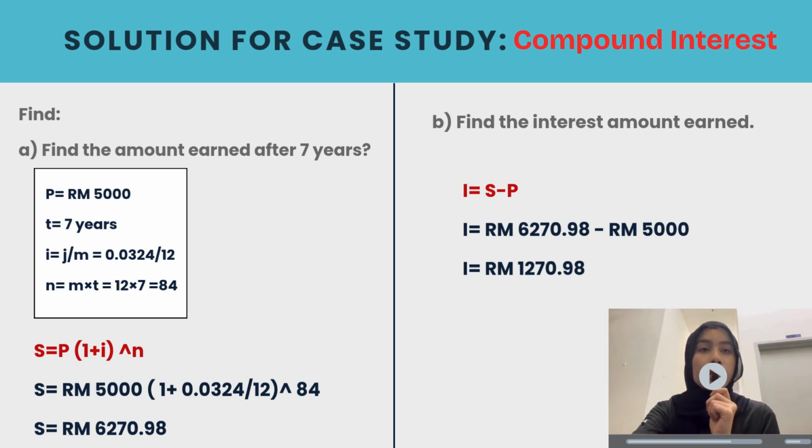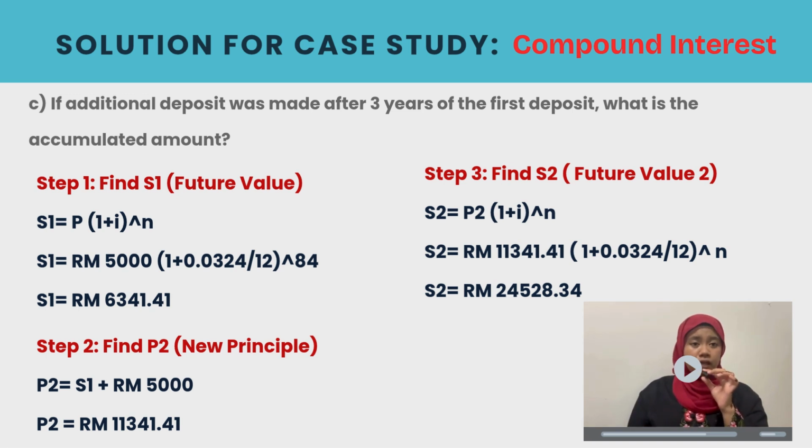Moving on to the next question, we are required to find the interest amount earned. For this question, we use the formula I equals S minus P, where S represents the future value and P represents the present value. Putting in all the information, I equals RM6,270.98 minus RM5,000, and we get the final answer, RM1,270.98.